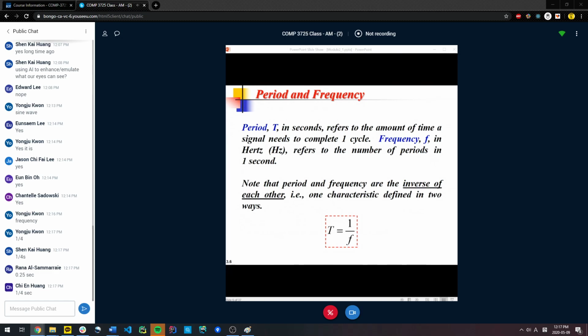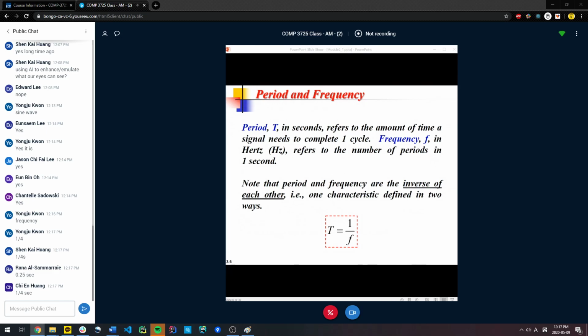Not that they're exactly the same thing, but they're just an inverse relationship between the two. Does that make sense? If you have the period, the inverse of it is the frequency. If you have the frequency, the inverse of that is the period. And you need to be very careful with units: period is measured in seconds, frequency is measured in hertz.